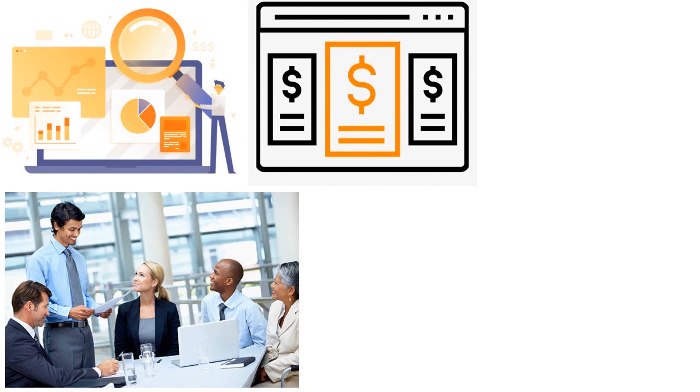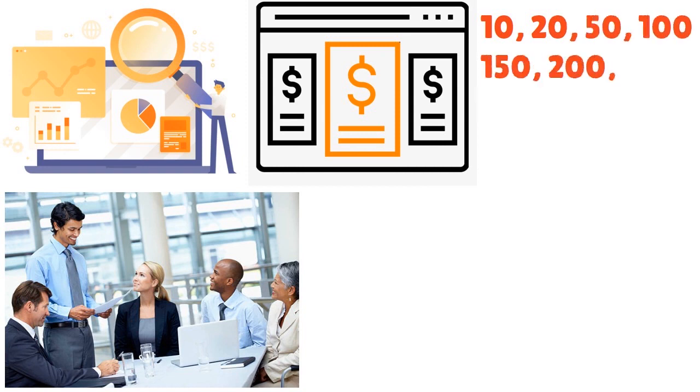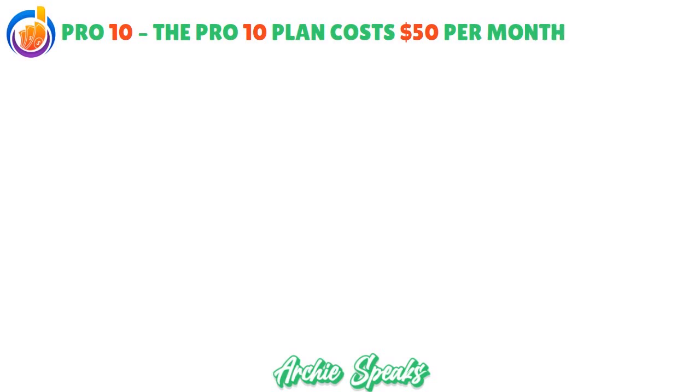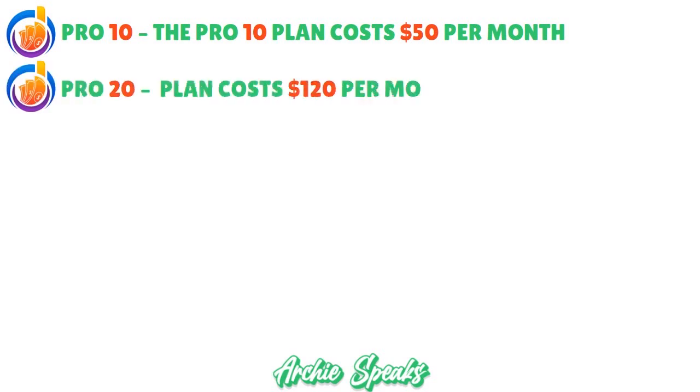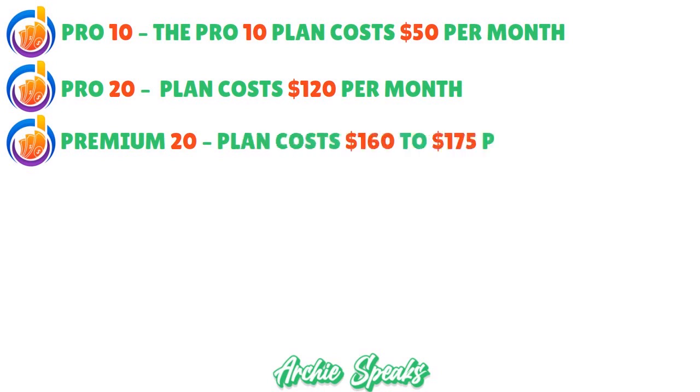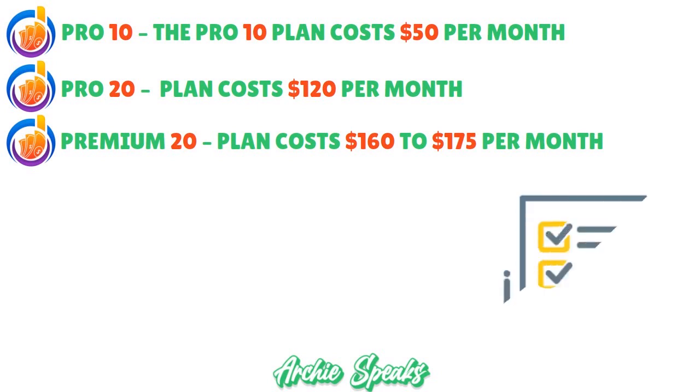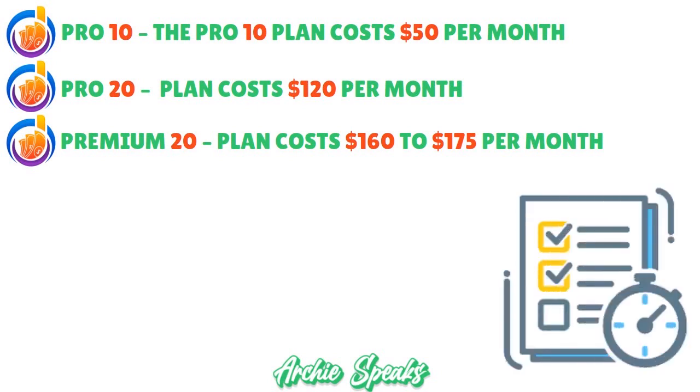Pricing depends on the number of users in a group. So groups are available in 10, 20, 50, 100, 150, 200, and 250 plus users. So the lowest plan is the Pro 10 plan. And that plan supports up to 10 users and it starts at around $50 per month. The Pro 20 plan is at $120 per month billed annually, while the Premium 20 plan is priced at $160 to $175 per month billed annually. And the cool thing is all plans get free access to all platform updates.